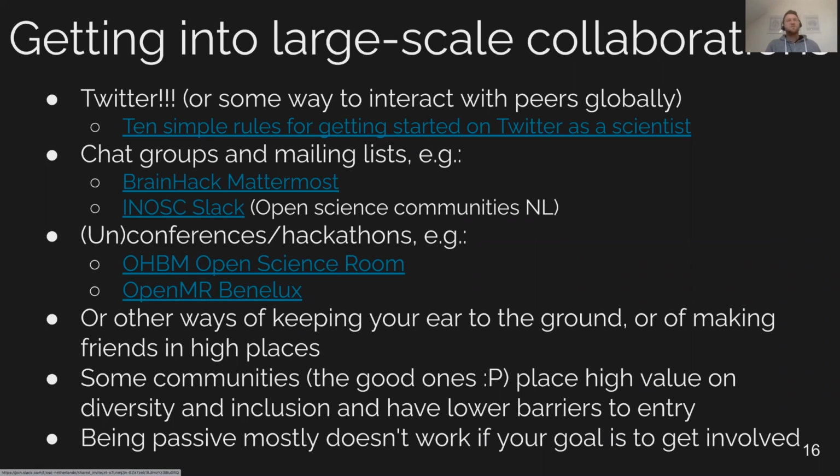Also, conferences or hackathons, attending them gives you exposure to these groups of people or communities that tend to lead these initiatives. And if they're open and inclusive, there might be an easy way to join. I think in general, just sitting around or being passive does not help if your goal is actually to be involved in these things. So it requires some effort on a personal level to join. But some communities really make it easier than others.